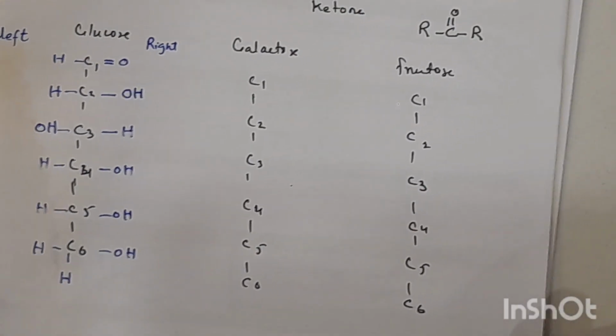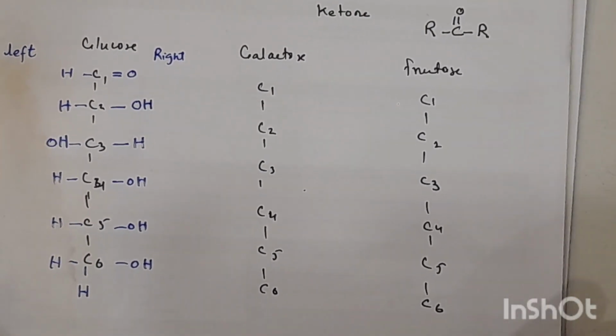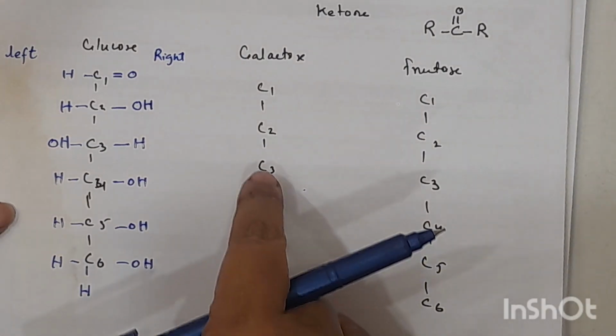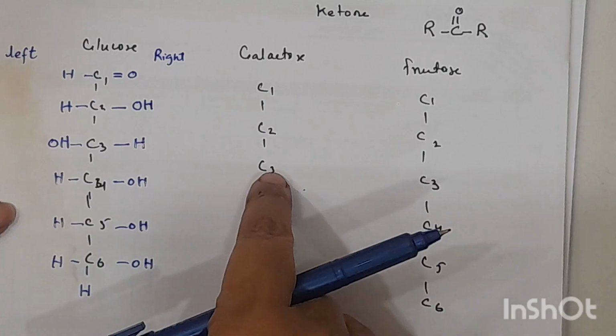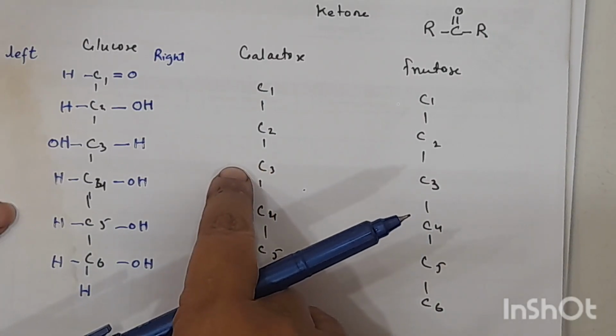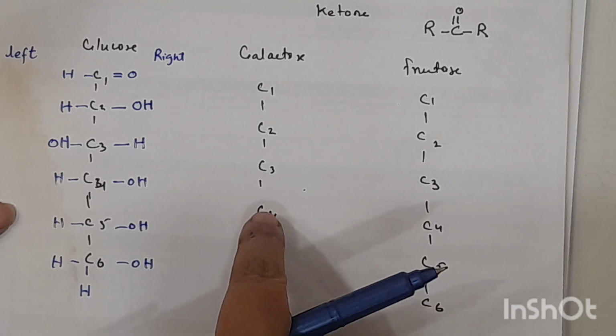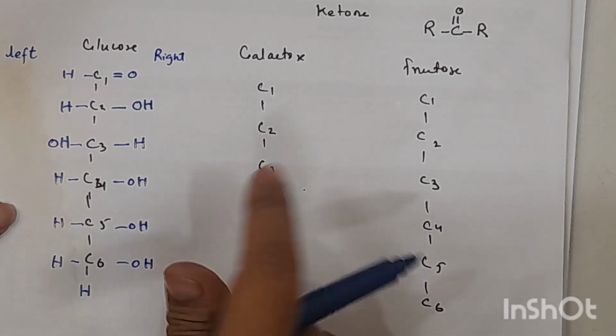Now we are going to make the structure for galactose. The galactose structure is exactly similar to that of glucose because it's an isomer of glucose, but the difference exists at carbon number 4. In the case of glucose, carbon number 3 contains the hydroxyl group on its left side, but in the case of galactose, carbon number 4 also contains the hydroxyl group on its left side.